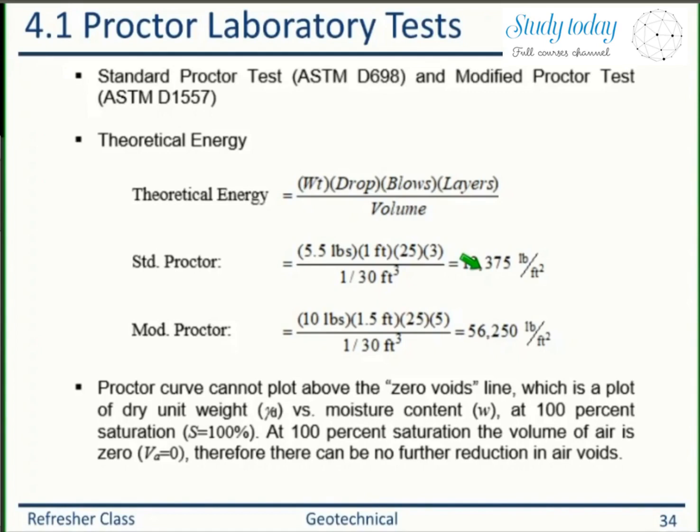What varies in either individual test? You can see the variations here. Weight of the hammer varies, height of the fall of the hammer varies, and the layer thickness varies. Number of layers varies between standard Proctor and modified Proctor.